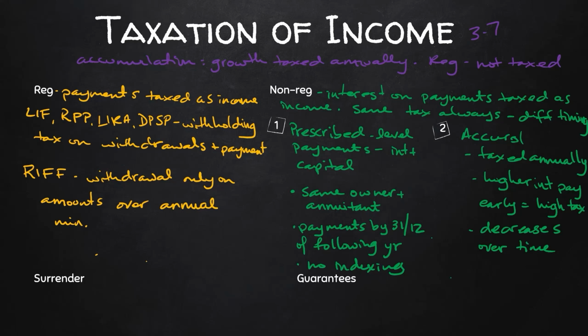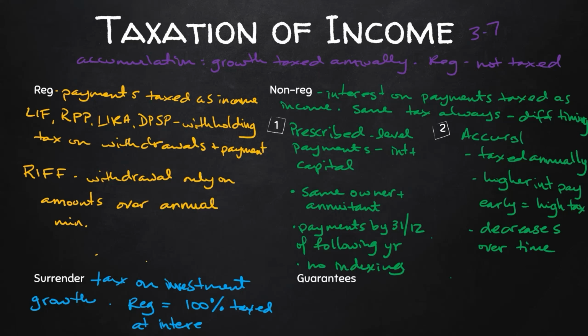And the last two pieces of taxation that we're going to go through are the surrender and the guarantees. So the surrender, that's when you surrender your annuity and you take out all your money. Now, you remember there are limited options in terms of surrendering a policy. So when you surrender the policy, the investment growth is taxed. Unless it's a registered investment, and in that case, 100% of what you get back, that entire lump sum, will be taxed as interest.